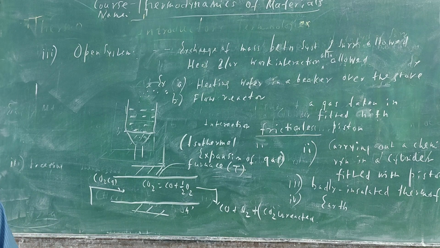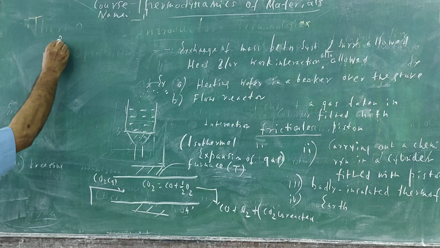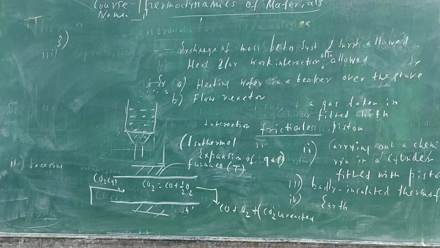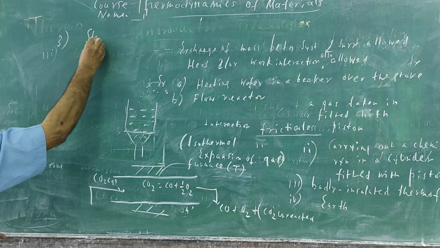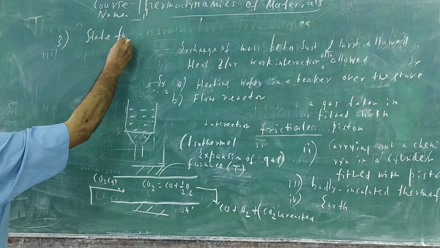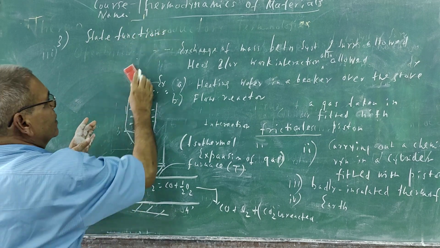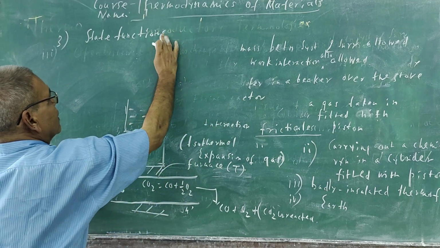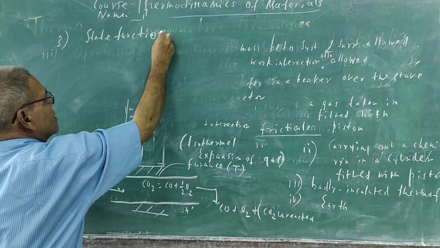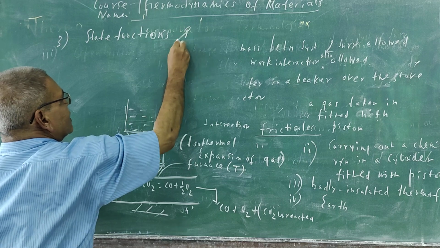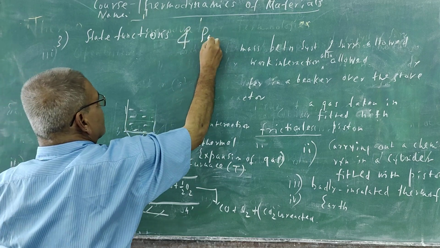So next I will consider the third. Let me write this. The third introductory terminology, 1 to over. Third is this way. What? Arabic numerals. The third one is what? This is called state functions and path functions.